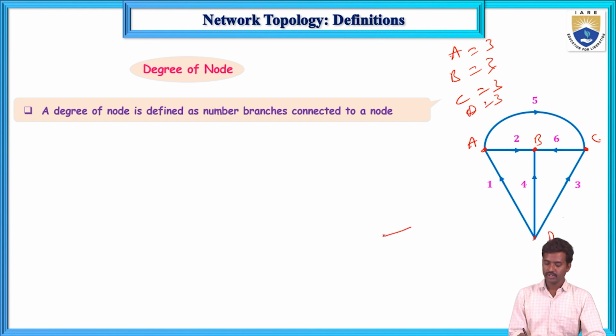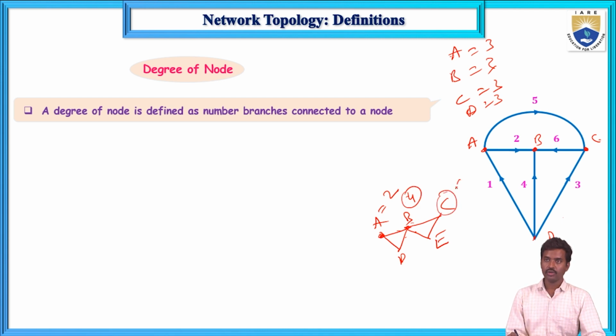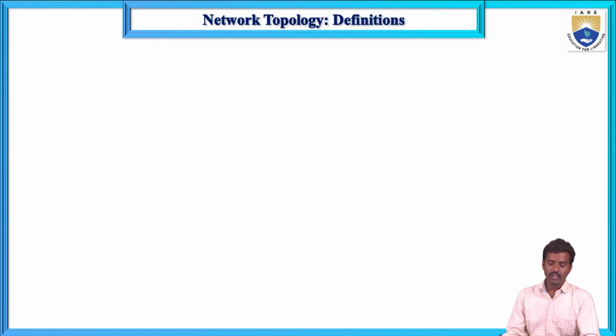3. Suppose this is A, B and this is C, D and E. So for this A node the degree of node is 2, and for B node the degree is 4, as 4 branches are connected to B, and for C node 2, and for E node 2, and for D node 2. So see this one, B has 4 elements connected to that point, that is the degree of node.